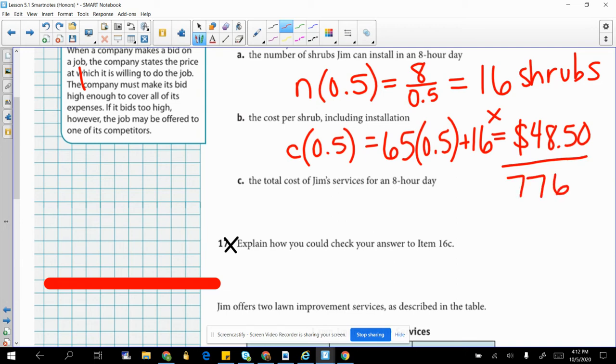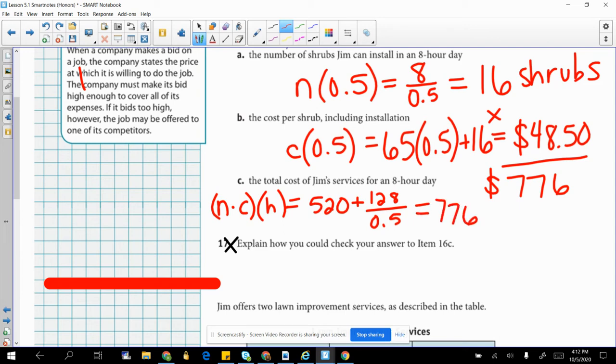Okay. Now, again, we just did that in 3 steps. But if we were to just use that n times c of h function, which was the 520 plus 128 over 0.5, if you just do that all in one step, that multiplied function that we came up with, you're going to get the same thing, $776. Okay. So this way, again, is a little bit quicker when you use that multiplied function.